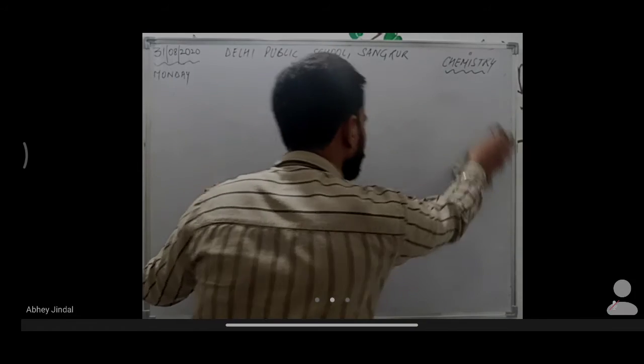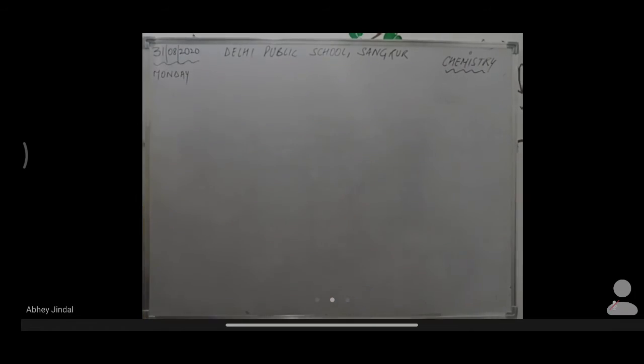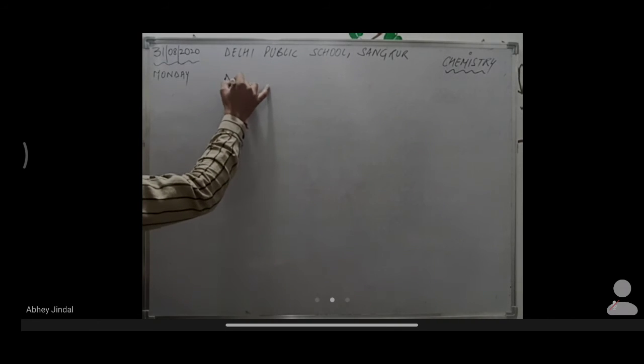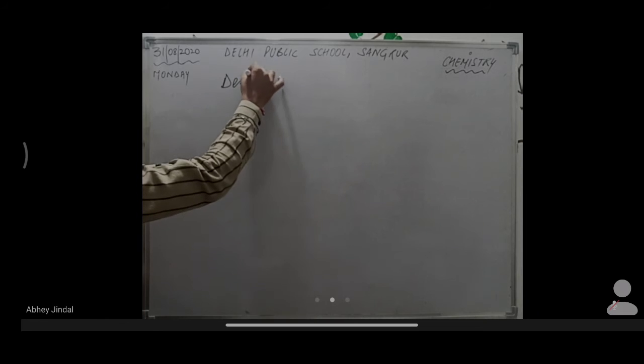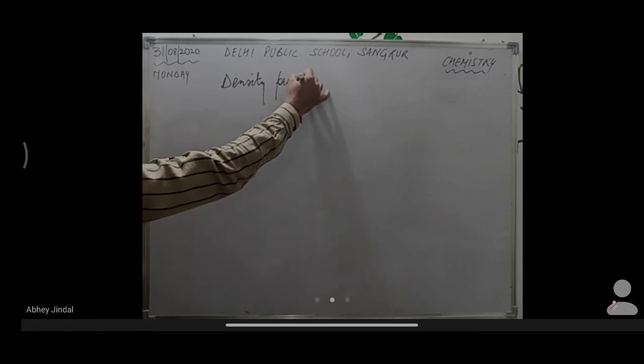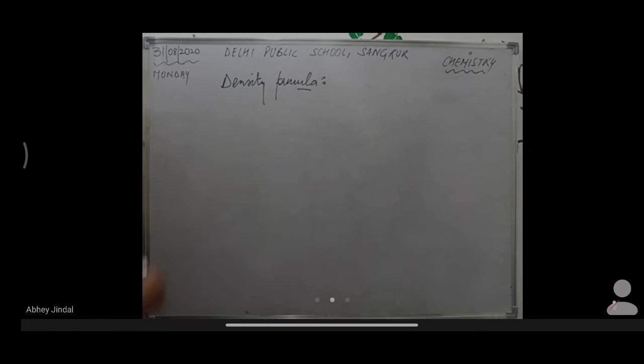So you have to remember this formula for the density of a crystal lattice. The topic's name is the density formula. As we know, the edge length of a cube is a and the volume of the unit cell is a cube. And as we always know, density is equal to mass upon volume. Right?